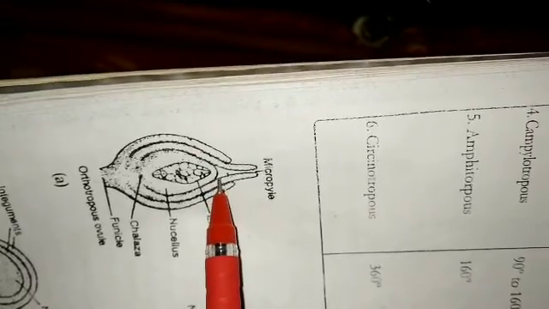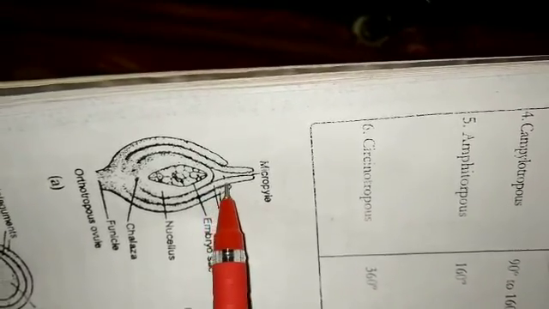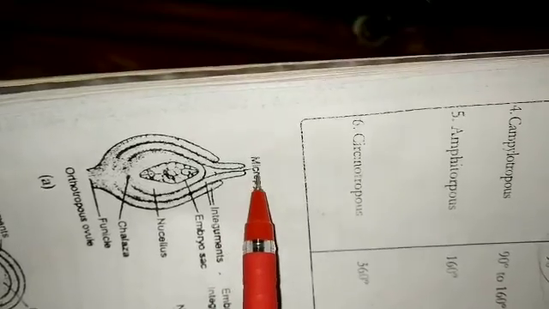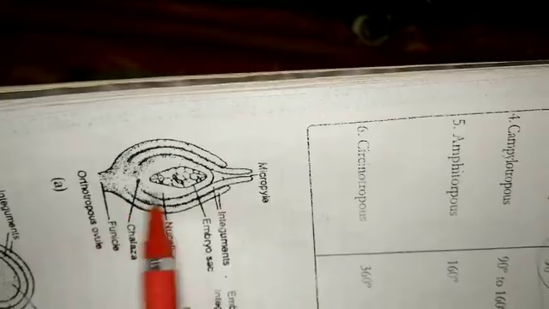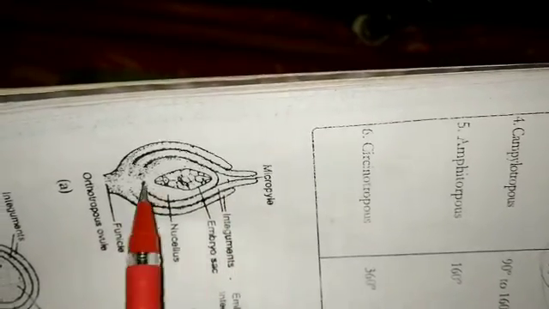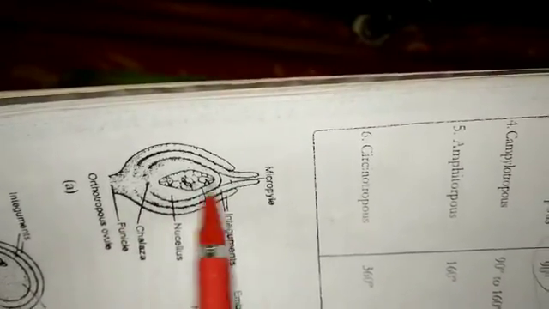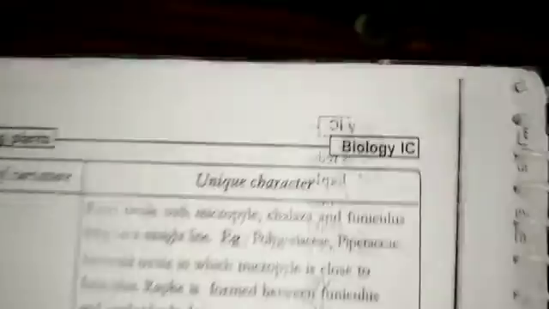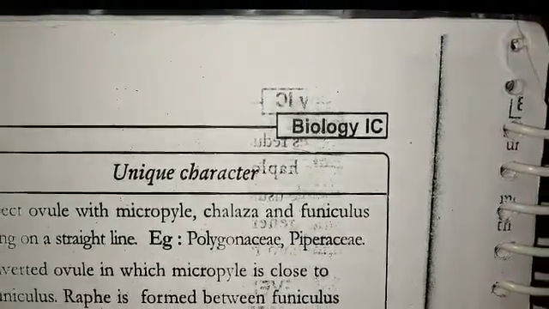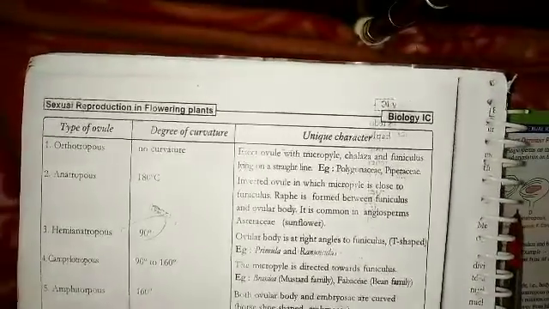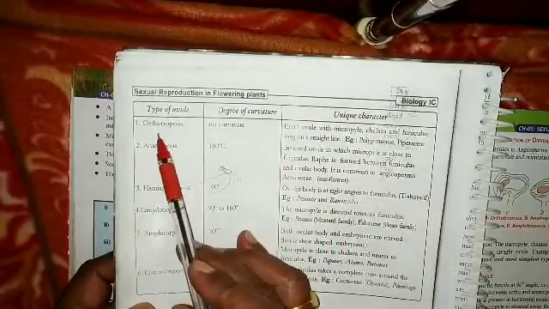Micropyle, chalaza and funicle lie on a straight line, so it is called an orthotropous ovule. Examples for the orthotropous ovule are Polygonaceae and Piperaceae.